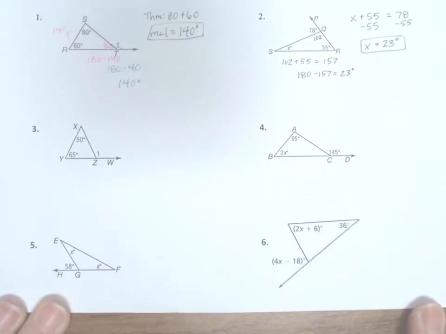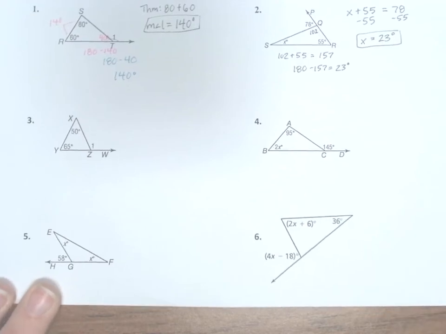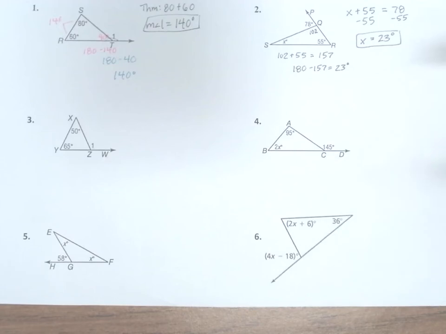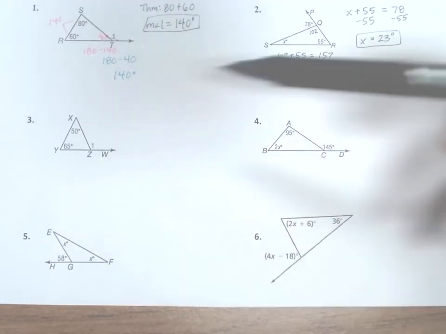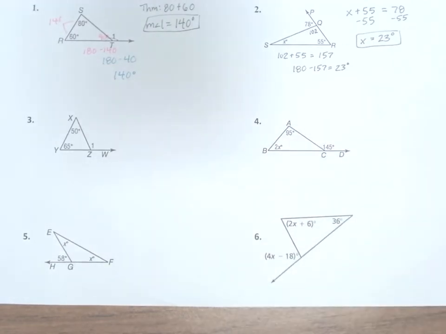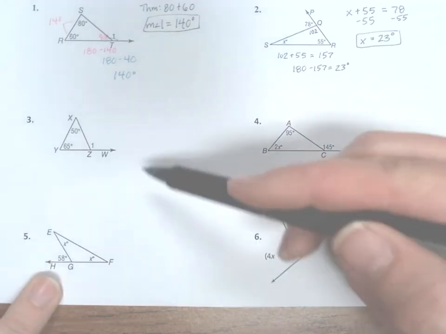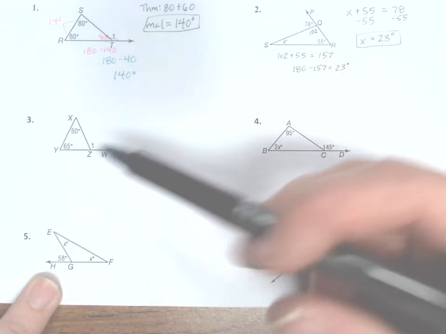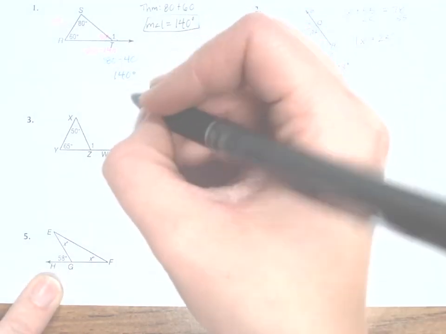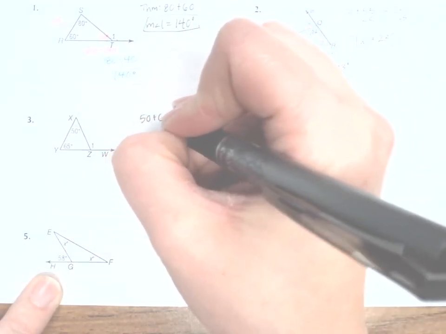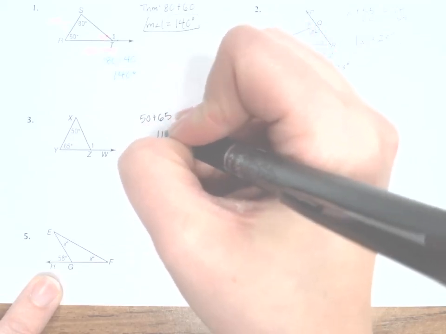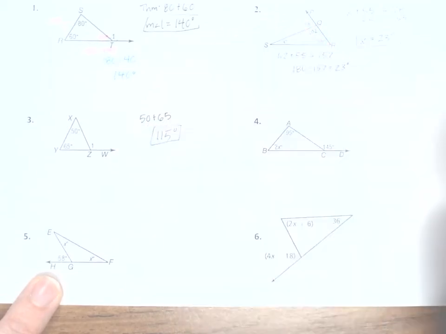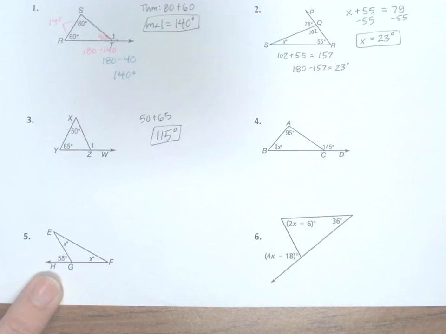All right, so you can skip number 3 if you want, or you can do it. If you're going to do it, pause it, try it. Pause, try number 4, 5, 6. So give them all a try, and then I'll go through them. So number 3, again, you could do it like this either way, or the fastest way is just to add them together. So 50 plus 65 would be 115 degrees. So that exterior angle is just 115 degrees.